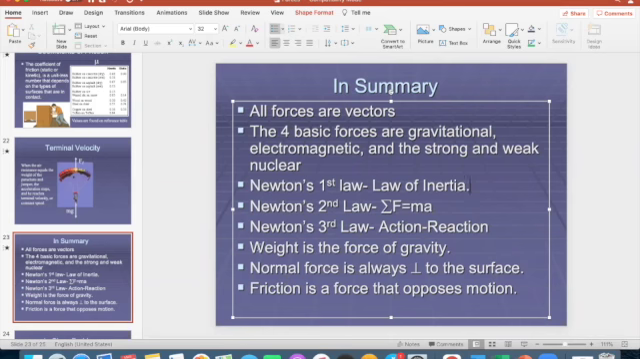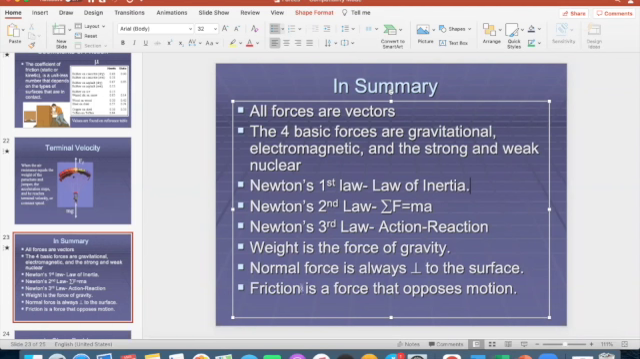We also talked about the difference between mass and weight. Mass is the amount of matter within an object, and weight is the mass of an object times the effect of gravity on that object. Our normal force is always going to be perpendicular to the surface, no matter what the surface is.